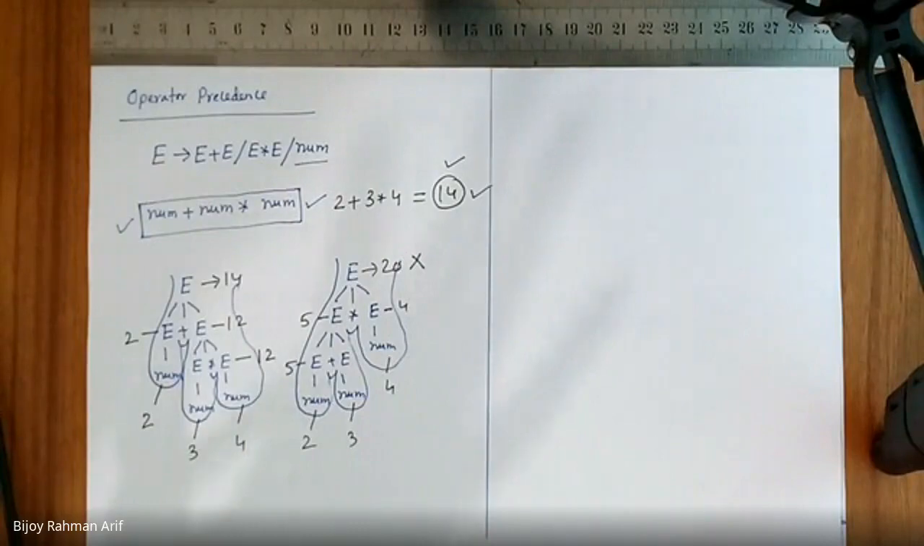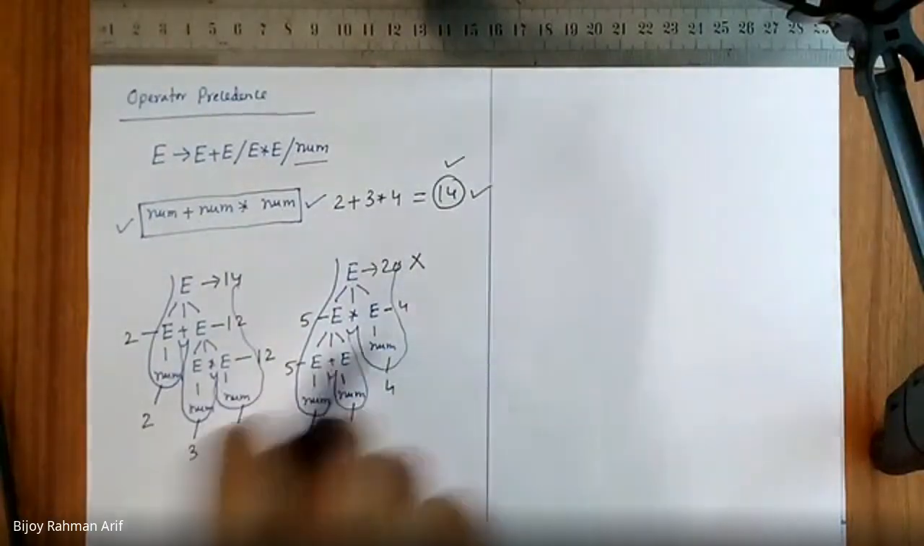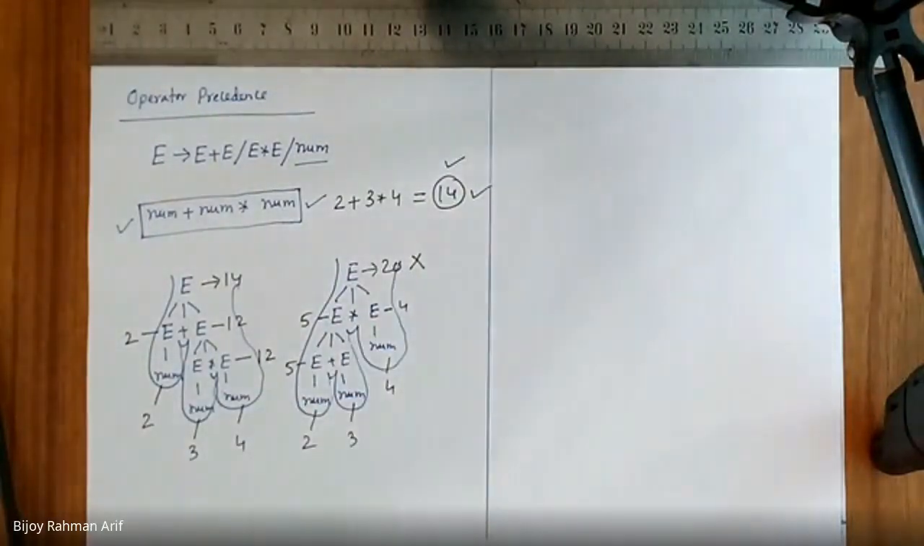Did you understand? One leads to the correct answer according to arithmetic, another one leads to the wrong answer according to arithmetic. Which one is the correct answer? 14. Which one is the wrong answer? 20. Now, how can you get rid of this kind of problem?